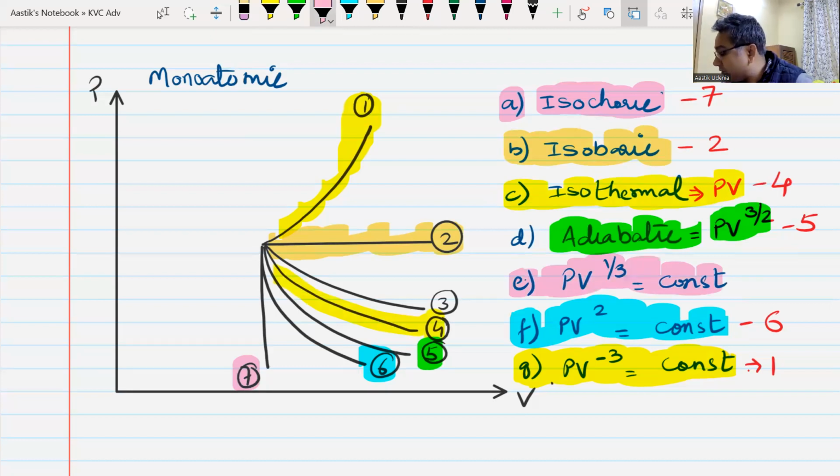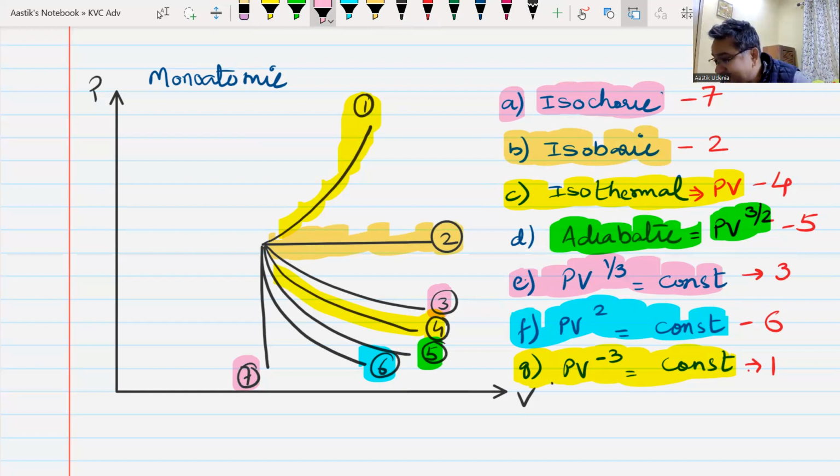I could have created one more here. Between 0 and 1, we have 1 by 3. Between 1 and 1.5, I did not have any process. So I could have created a process, PV raised to the power 0.7 is constant. That process would have come between 4 and 5.